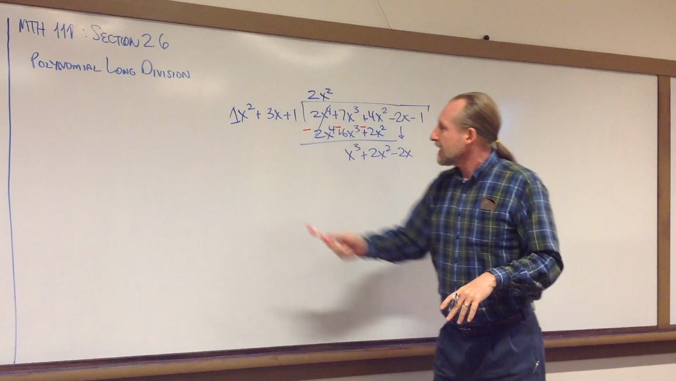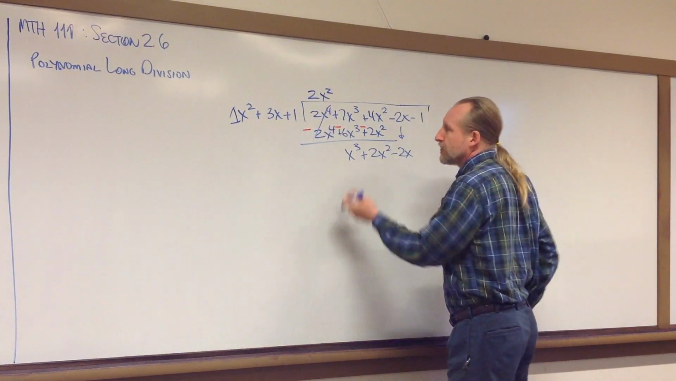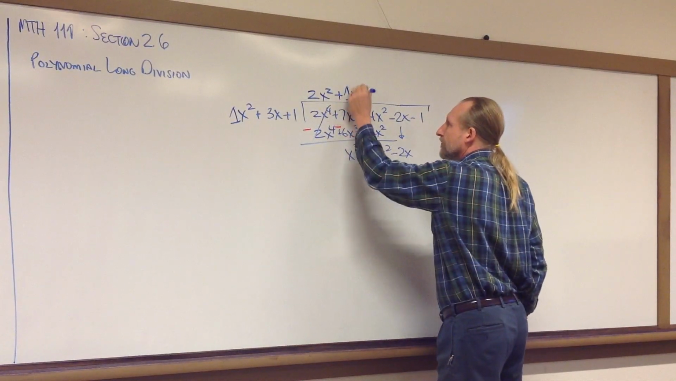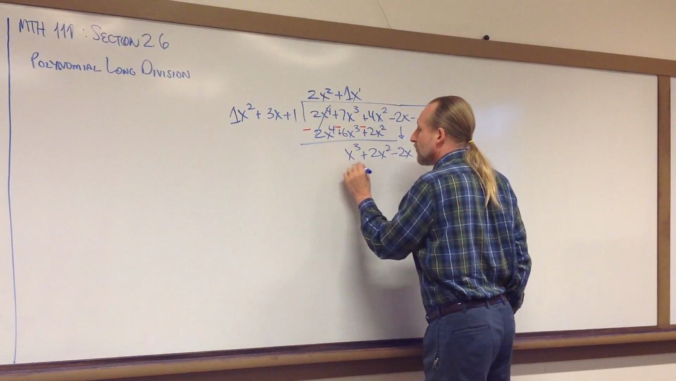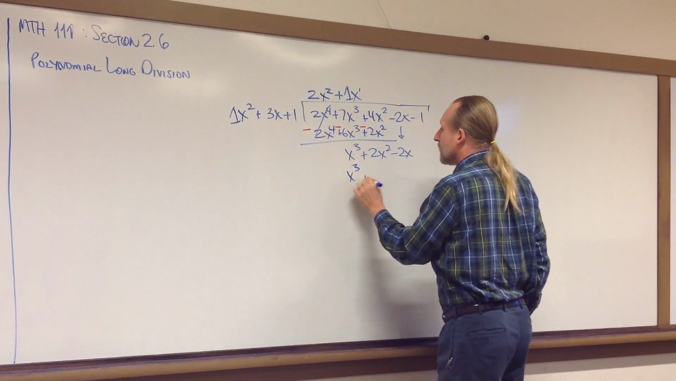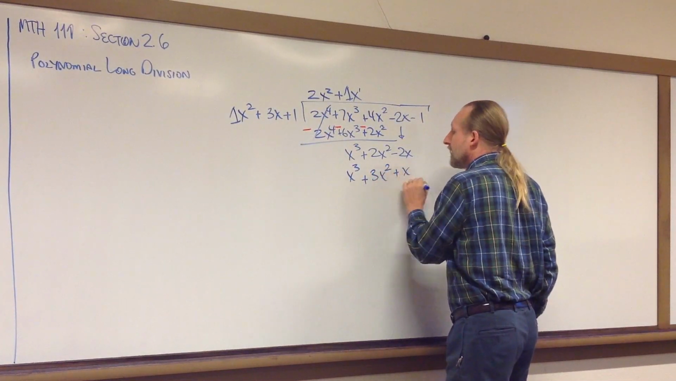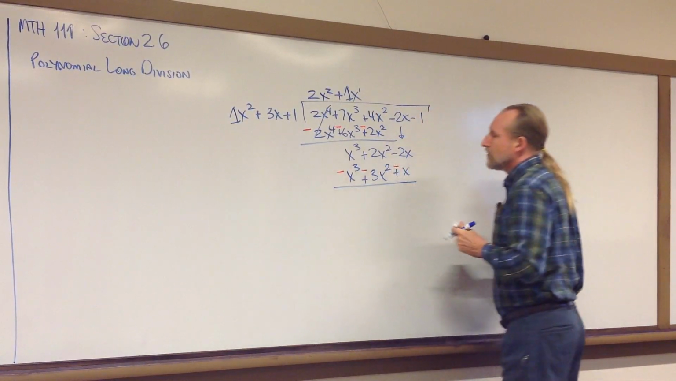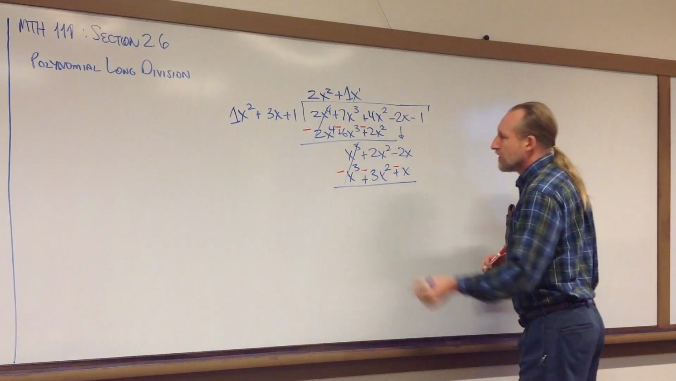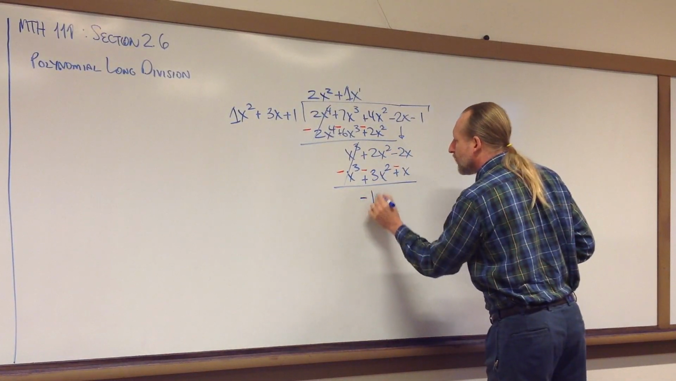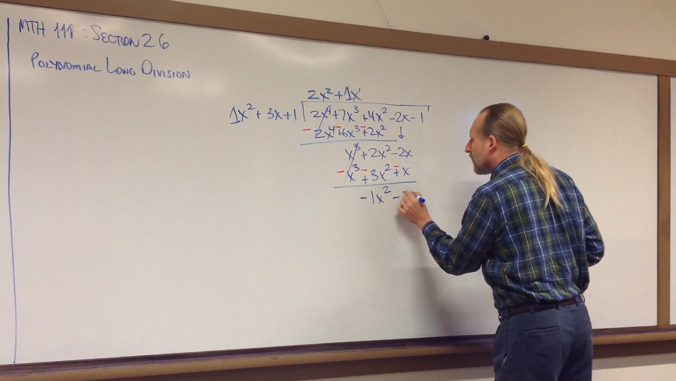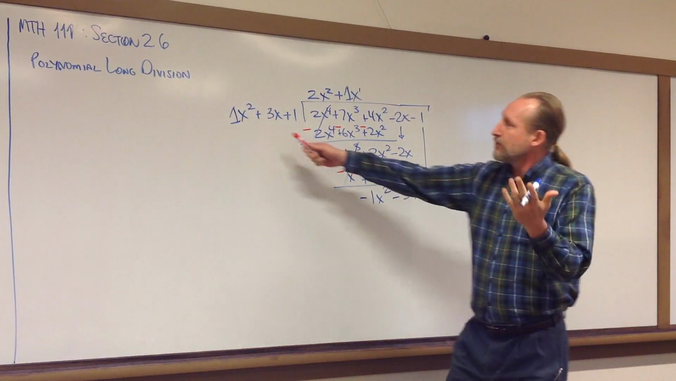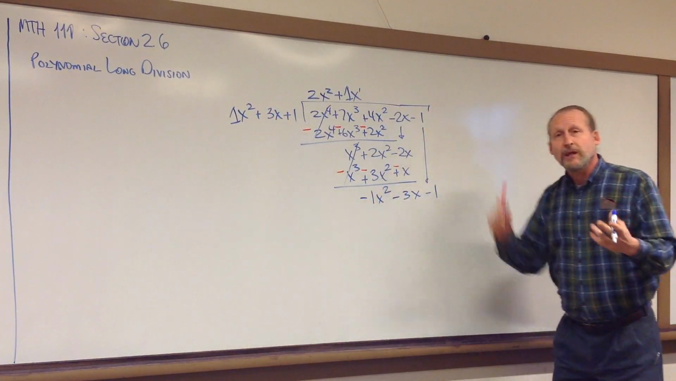What do we need to multiply the x squared by to get x cubed? We're just going to need 1x to the first, and so that'll give us 1x to the third, and then 3x squared, and then x. Alright, and then again, we'll change the signs. These cancel out. Over here, we end up with negative 1x squared minus 3x, and then we bring down that minus 1.